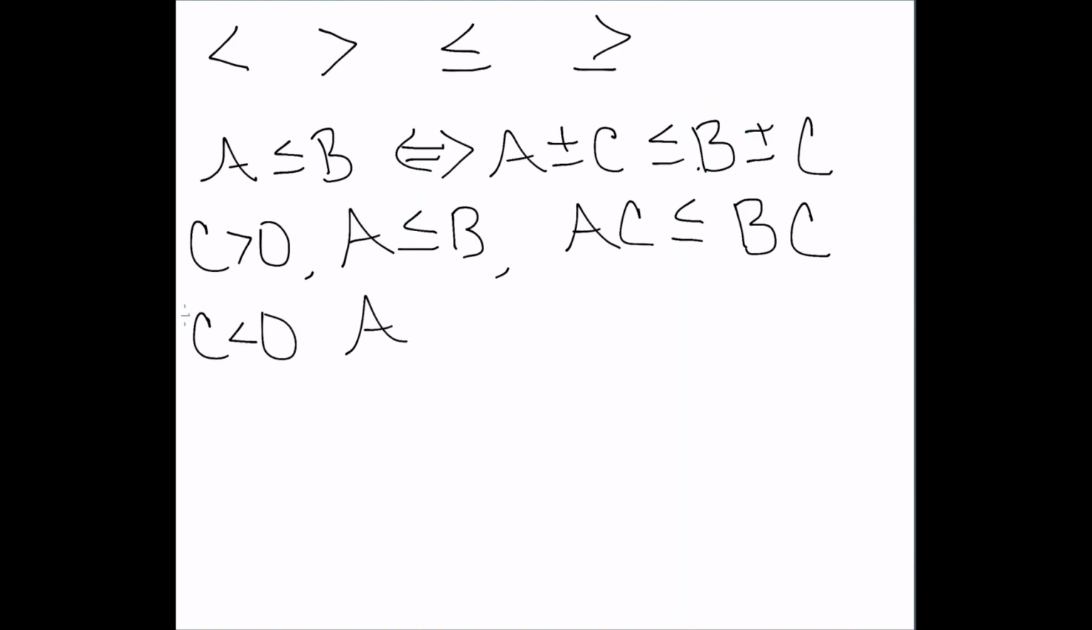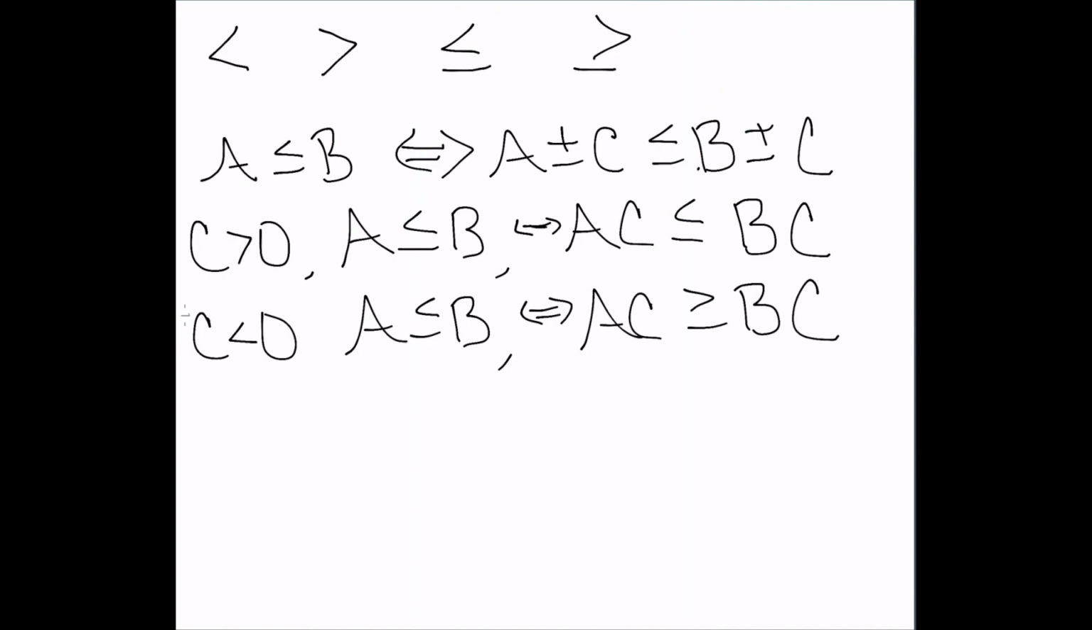However, if I multiply or divide by a negative number, then that's going to cause a change. It's going to cause AC to be greater than or equal to BC. So if we multiply or divide by a negative number, we do need to flip the inequality.